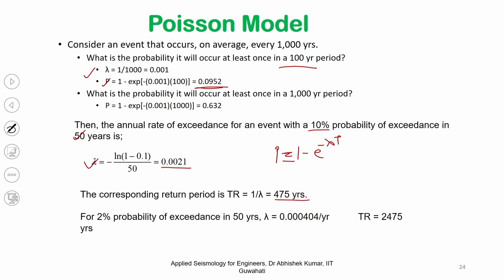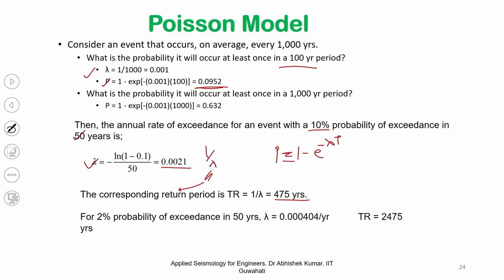475 years. So, 1 by lambda is equal to the return period. This is the return period corresponding to 1 by lambda. So, 1 over 0.0021 gives you 475 years. That means at least once in 475 years, this seismic scenario is going to be experienced at your site of interest.